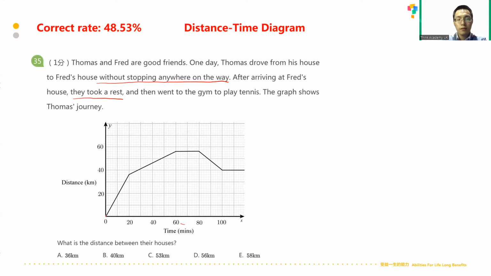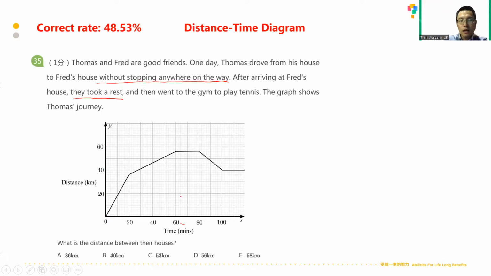So here at the origin, we have 0, 0. That means we just start. We're starting to move from Thomas's house. And then at this point, we have 20. So we're 20 kilometers away from Thomas's house. And here we are 40 kilometers away. And here we're 60 kilometers away from Thomas's house.